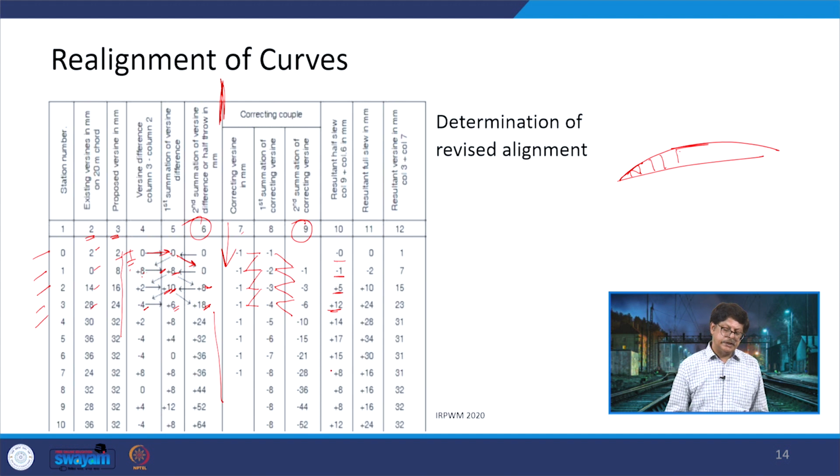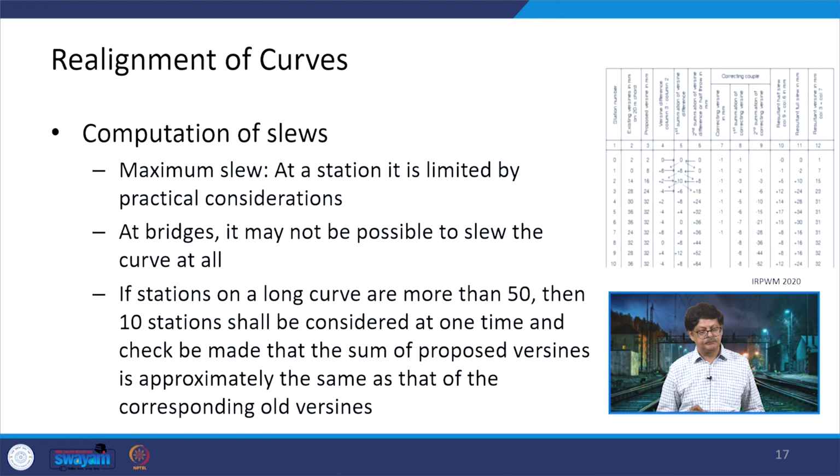Now, once these values are there, these are the half slews. So, we convert them into a full slew. Full slew means it is being doubled. So, minus 1 becomes minus 2, plus 5 becomes plus 10, plus 12 becomes plus 24 and so on. And lastly, the resultant Versine in mm is taken from column 3 and column 7 values. So, column 3 is 2 minus 1, so it is plus 1, 8 minus 1 is 7, 16 minus 1 is 15. So, that is how the final values have been calculated here.